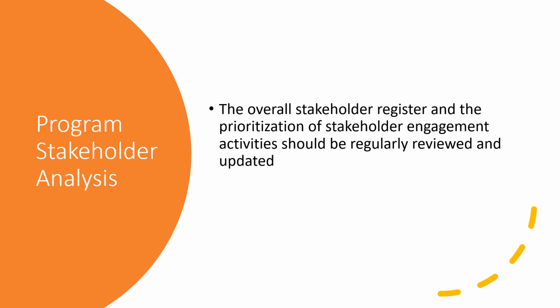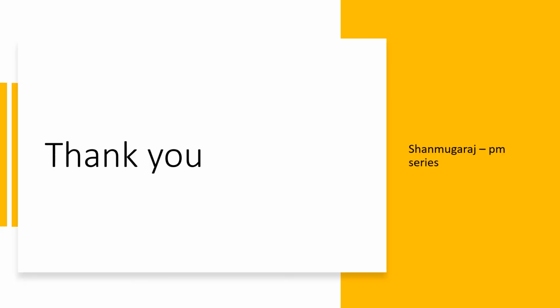The overall stakeholder register and the prioritization of stakeholder engagement activities should be regularly reviewed and updated by the program manager. This is a very important activity as part of program stakeholder analysis. So I hope you got a fair idea about program stakeholder analysis and the different mechanisms we can use, how to analyze power and influence, and how to update the stakeholder register.